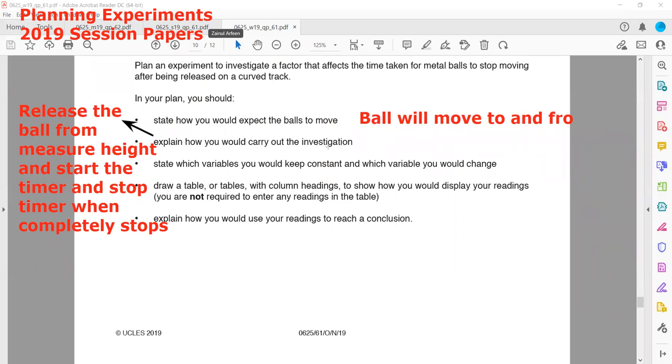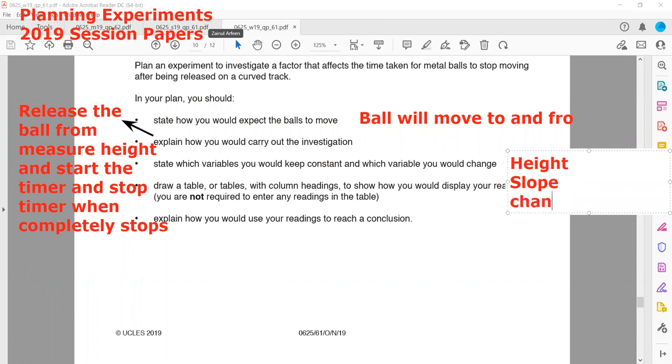State which variable you will keep constant and which variable you would change. So what variable can we keep constant? We can keep the height from which the ball is released, and we can keep the slope of this curved surface constant, and we will change the mass or the type of the sphere.